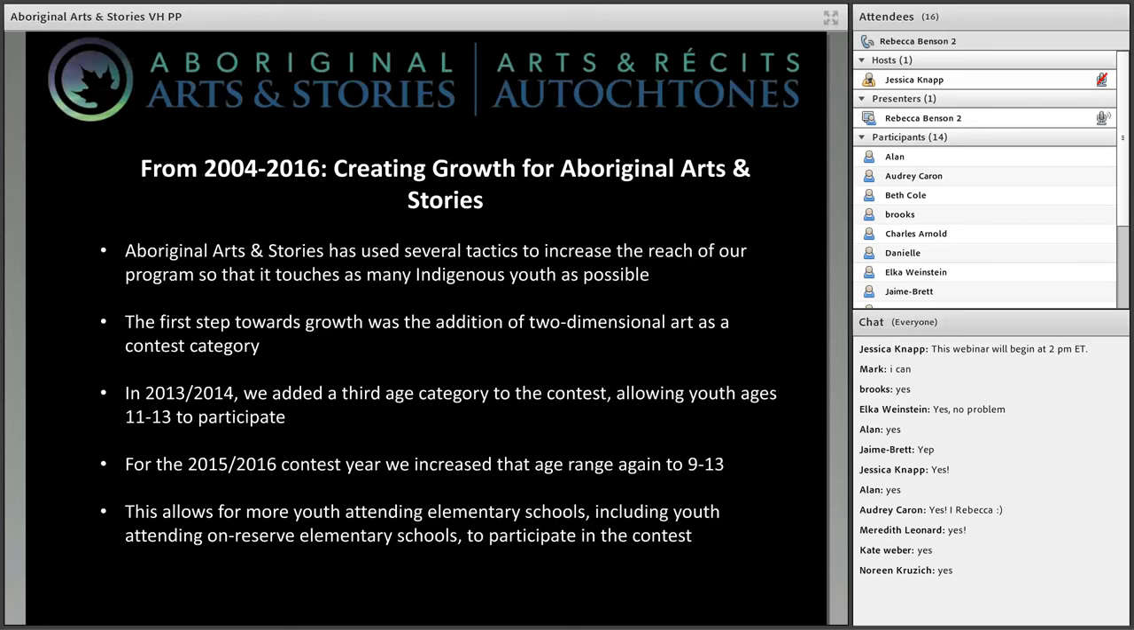And in 2013, 2014, we added a third age category, which was ages 11 to 13. And then this year, we increased that age range category again so that now it's 9 to 13. And increasingly, this just allows more and more youth to submit to the contest. And the 9 to 13 age category specifically allows youth who are attending elementary schools and where teachers might have a little bit more time to do art and writing with their class with a little less structure, and especially youth attending on reserve elementary schools. We wanted to be able to target those communities because we really want to see what they have to say.